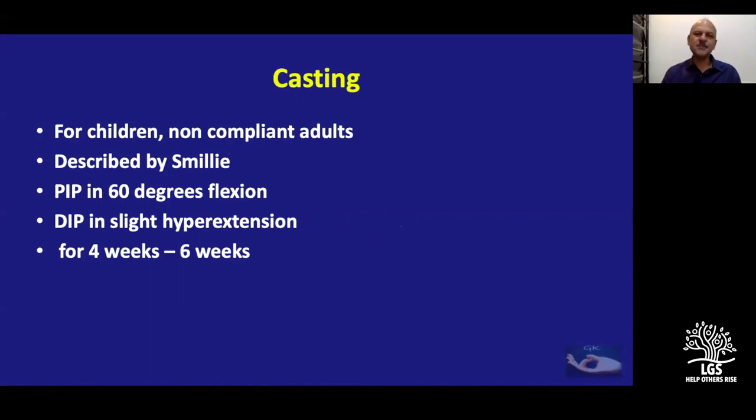In children, this may not be possible. So for children and in non-compliant adults, we can do what is known as a cast. You can apply a cast. Now, this was described by Smiliev, who said that you keep the PIP joint in 60 degrees. It is not possible to keep a cast only for the DIP joint, because it may fall off. So we need to keep the PIP joint in 60 degrees of flexion and the DIP joint in slight hyperextension. This must be applied for 4 weeks to 6 weeks. This casting can be done, as I said, for children and adults who may not be compliant.